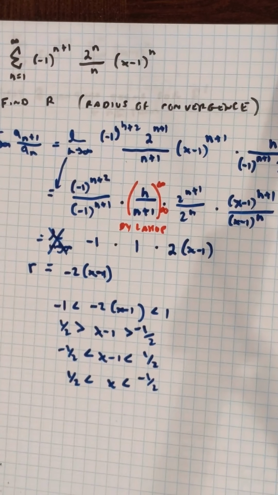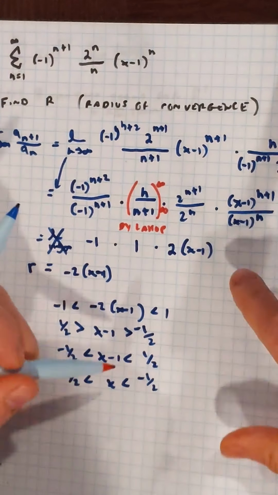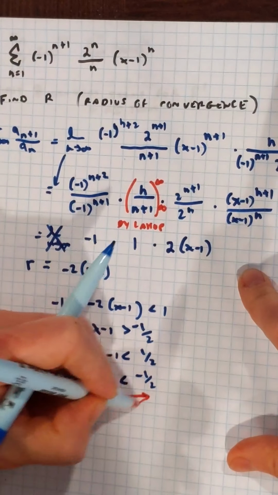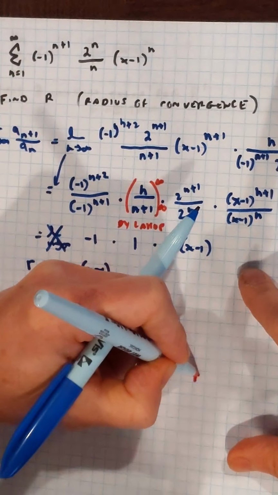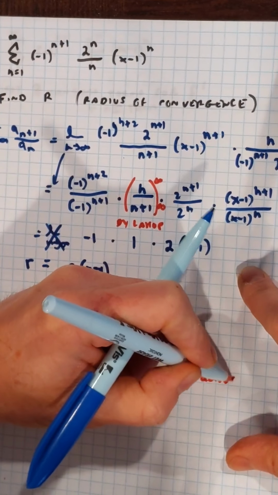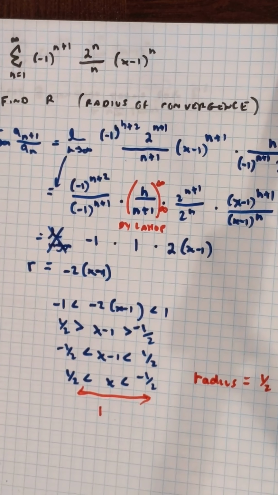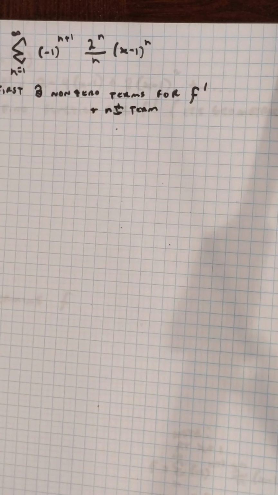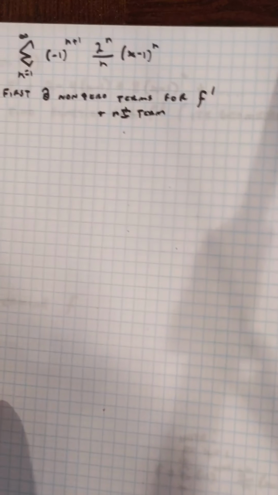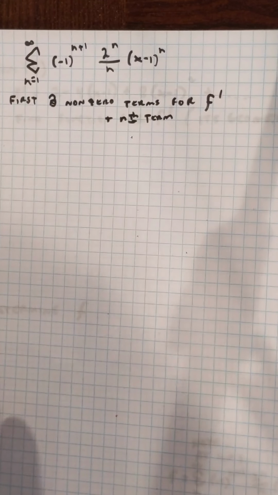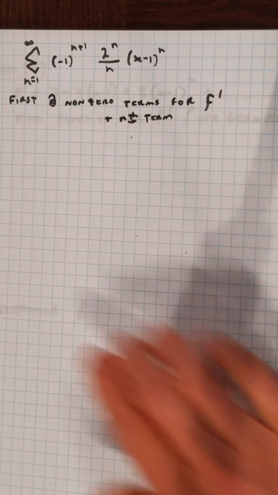Which tells me that the whole distance from here to here is 1, so my radius is half of that, which is 1/2. That's the first part. Second part says write out. Sometimes that part was actually harder than the second part. So never assume that if you can't do part A, you can't do part B.